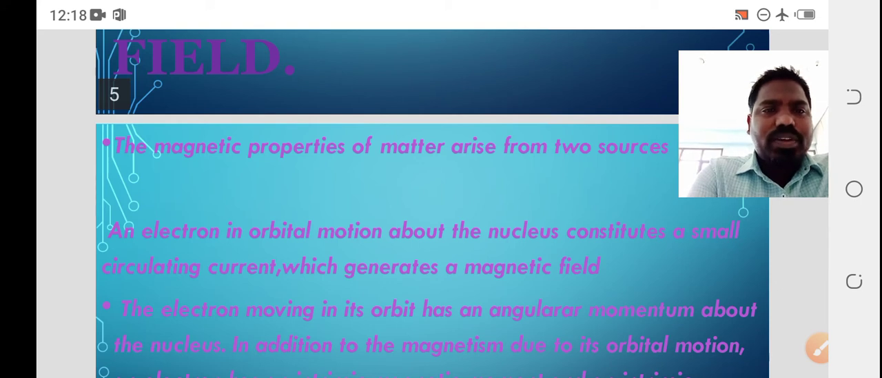The electron moving in its orbit has an angular momentum about the nucleus. So this is just like imagining Bohr's concept, Bohr's atomic model. The electron moving in its orbit has an angular momentum about the nucleus.